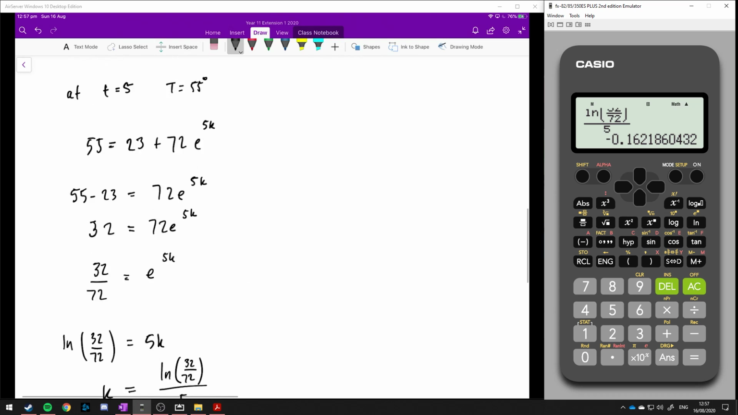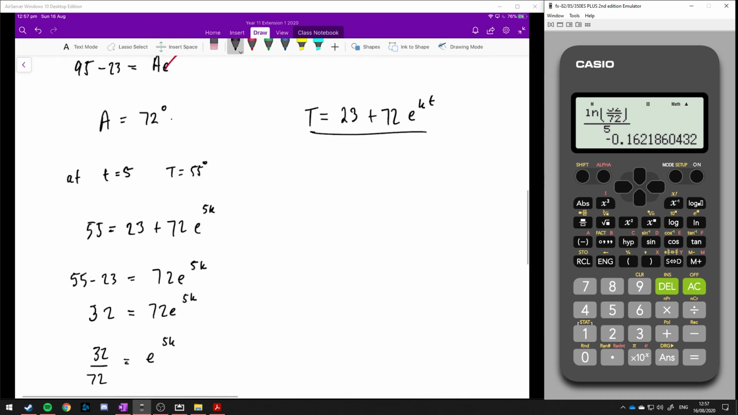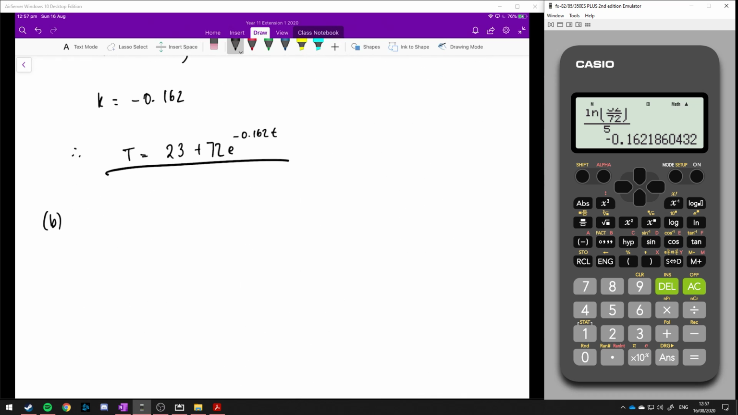So that was part A, which was that bit there. Now find the temperature of the water after 30 minutes. So nice and easy for B. At t is equal to 30, we're just going to find what capital T is. So 23 plus 72e to the negative 0.16 times 30. This is just a matter of substituting it straight in.